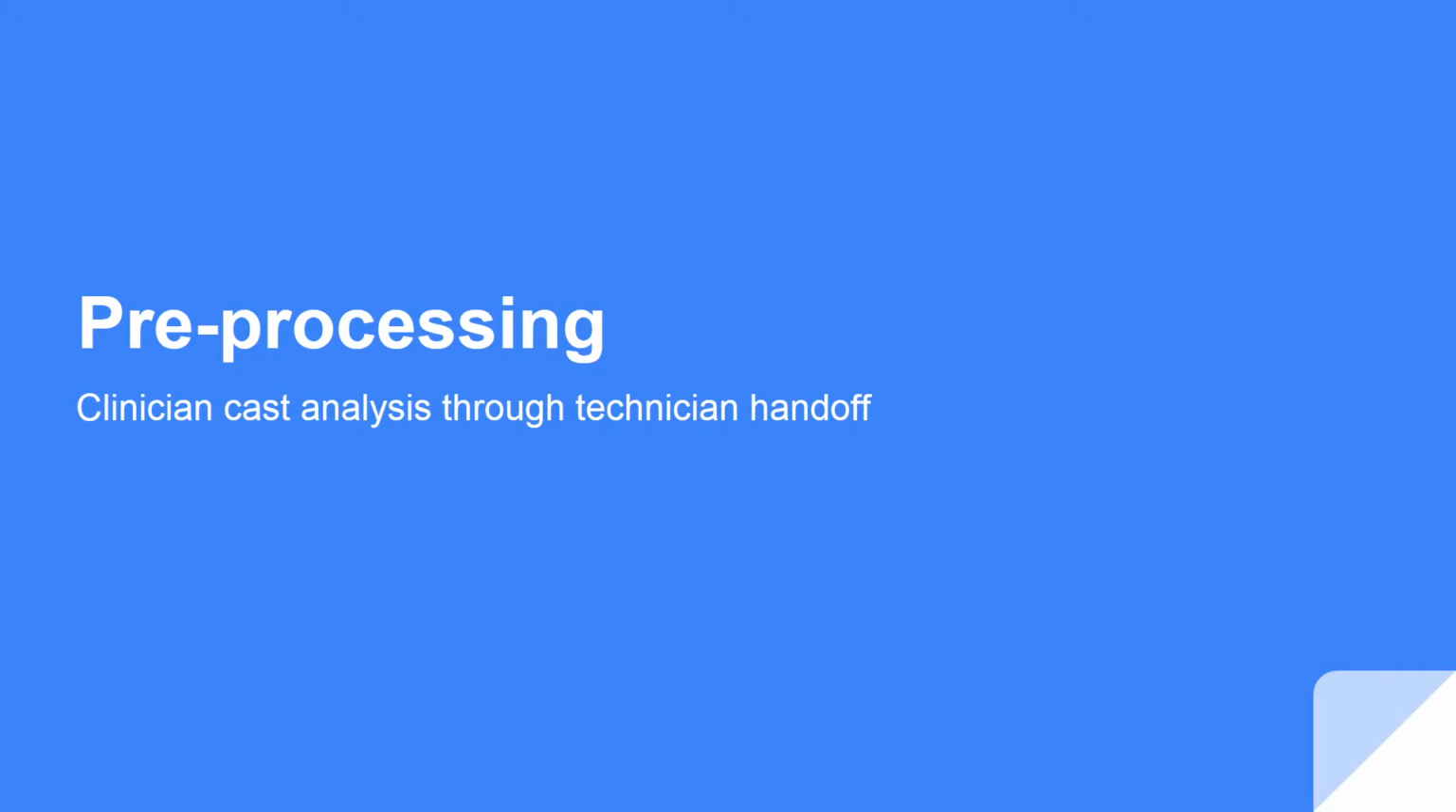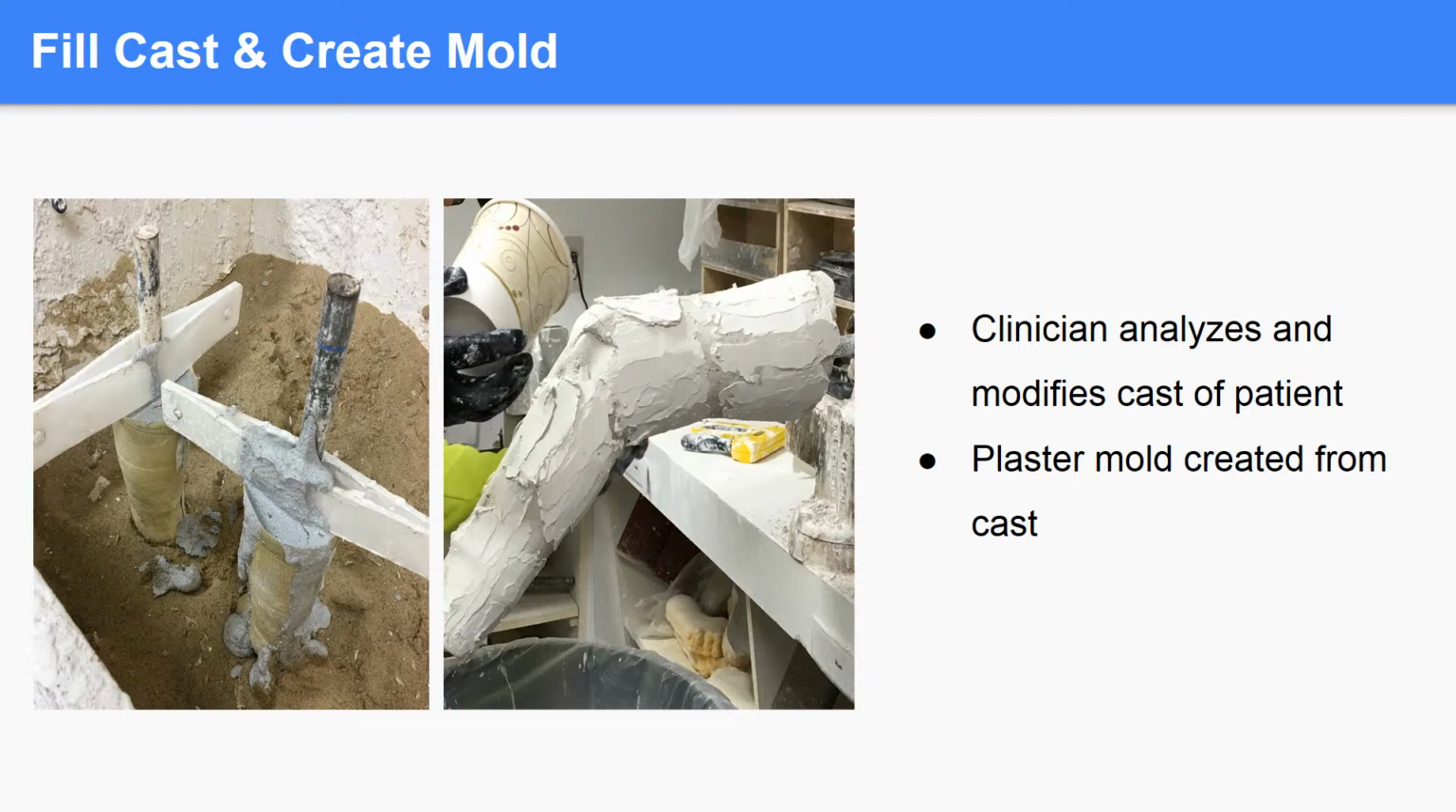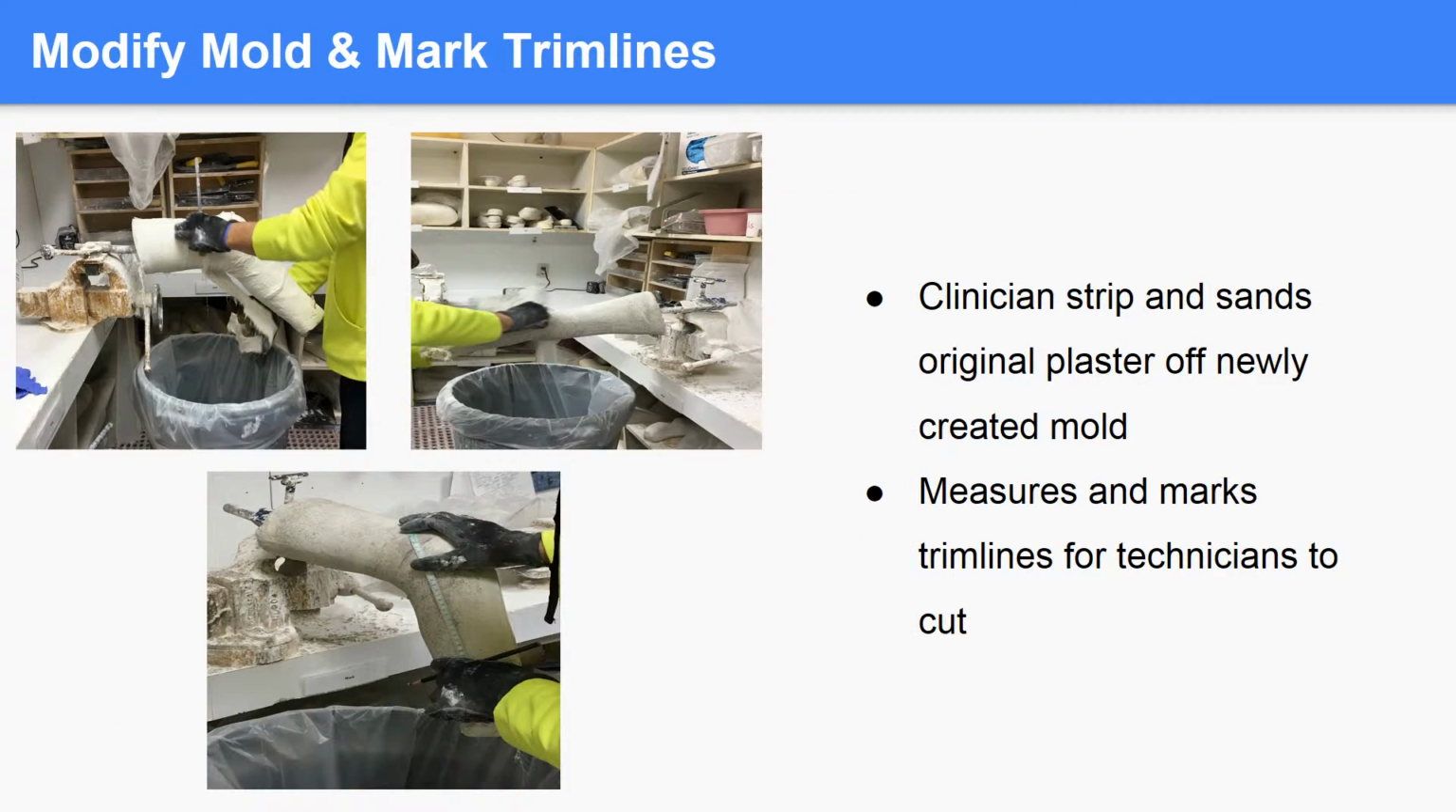Now we will move on to the pre-processing stage of creating an AFO. First, the clinician will see what the patient has ordered and then analyze how the cast is modified and then create a plaster mold in order to make the cast. After the plaster has dried, the clinician will then take the mold that he just created and strip and sand off the original plaster in order to mark trim lines for where the technician will eventually cut the new AFO.